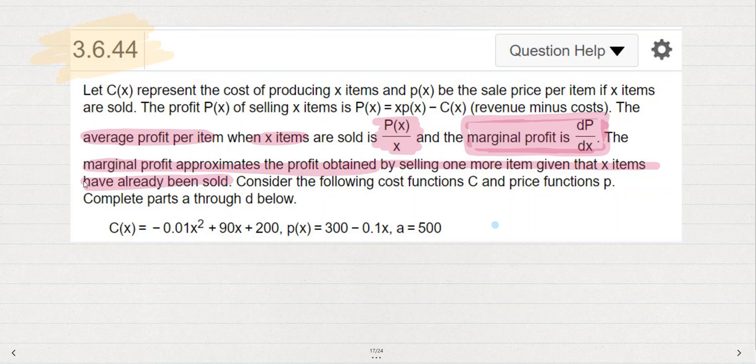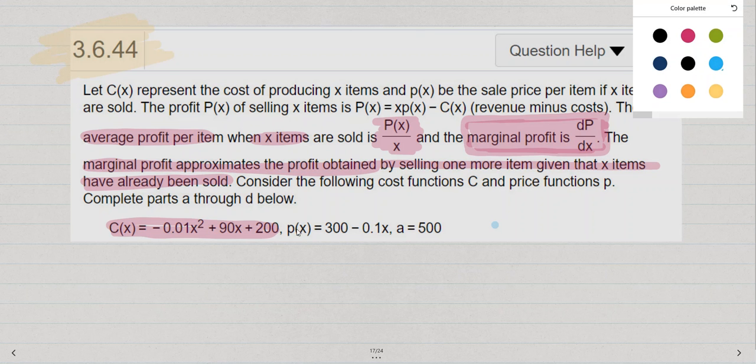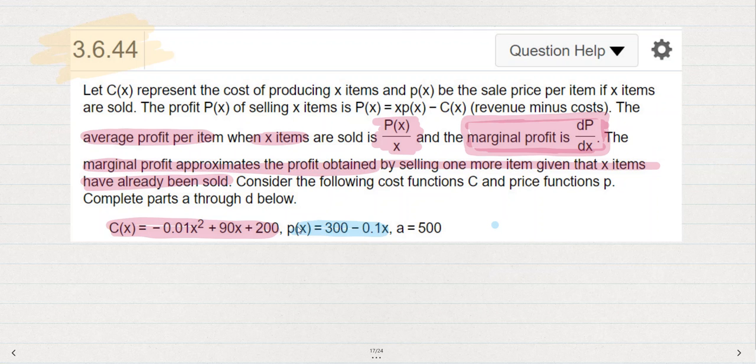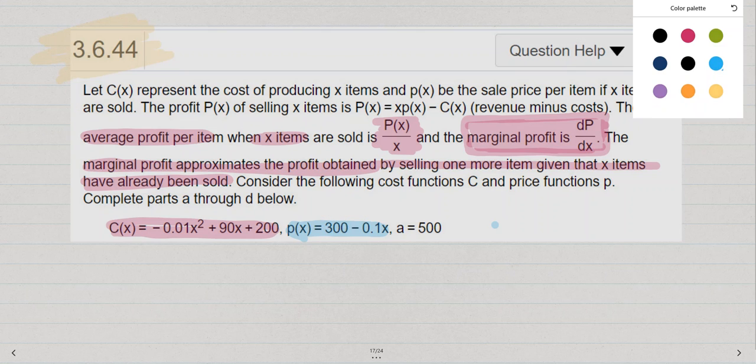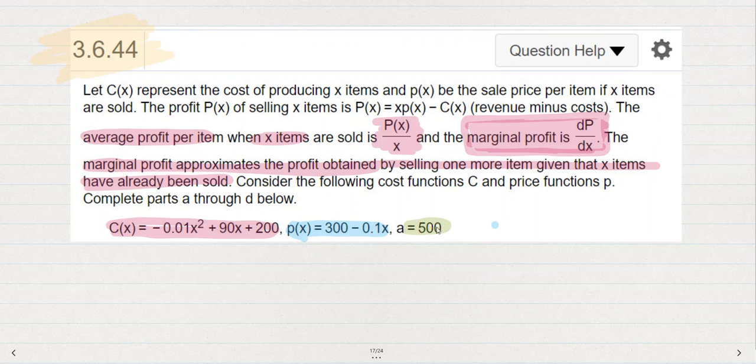Consider the following cost functions and price functions and complete parts A through D. So the cost function is given to us. The price, how much they're deciding to sell everything for, and then we're given a specific number of items made and sold. So let's look at the questions.